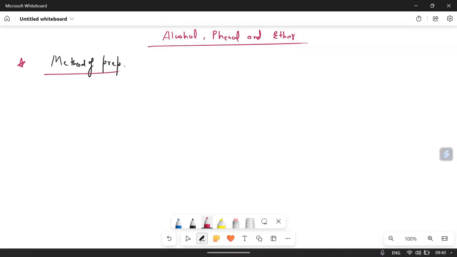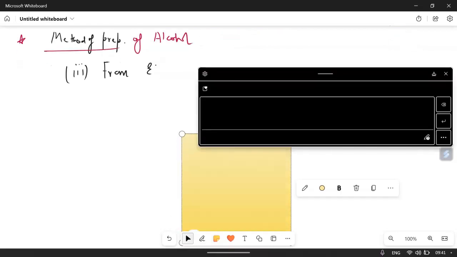Method of preparation of alcohol. This is the second part of the video. In our previous video, we discussed the nomenclature and some methods of preparation already, with haloalkane and alkanes. The third method we are going to discuss today is from ether.